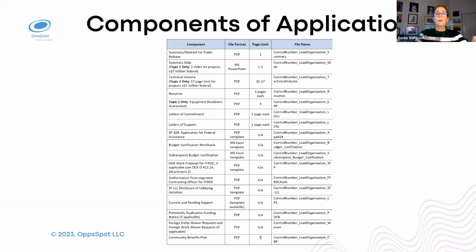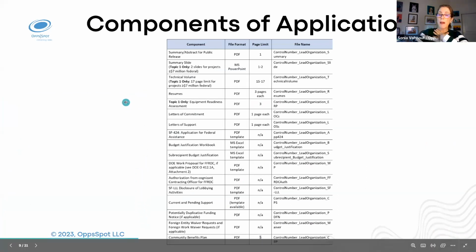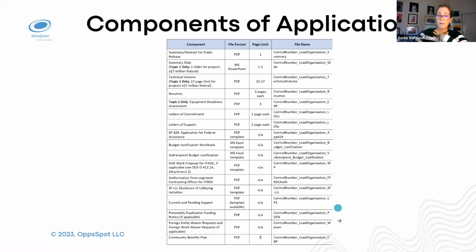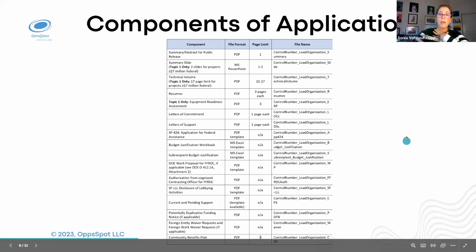Okay, so the components of the application are all outlined in this table. And the table is also on the FOA. I just copied it here as an example. As you can see, there's a whole bunch of components. Each of them have their page limit requirements. They outline the file naming convention.